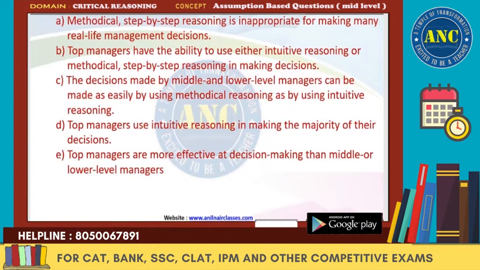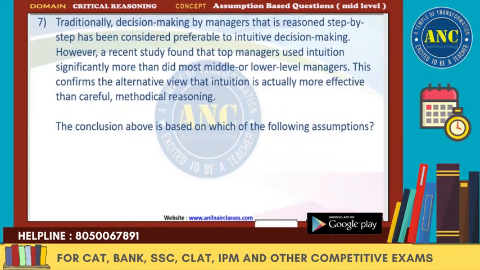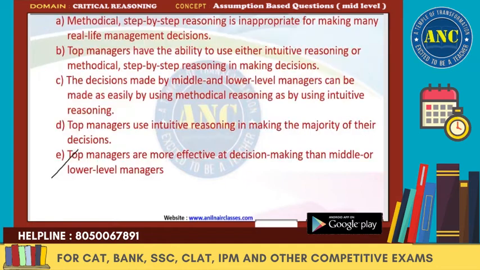Look at option E. It says top managers are more effective at decision making than middle or lower level managers. Now, if top managers are not the more effective decision makers, then the fact that they use intuition more than lower level managers will not support the conclusion that intuition is more effective. And because the argument must assume this, option E is the best answer.